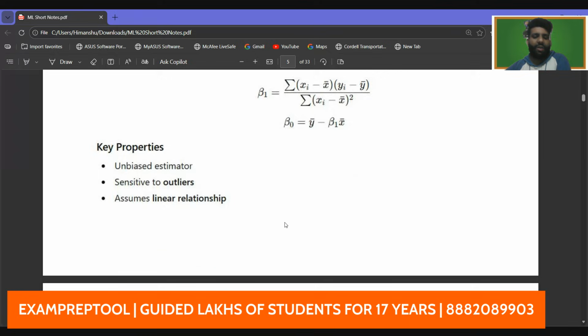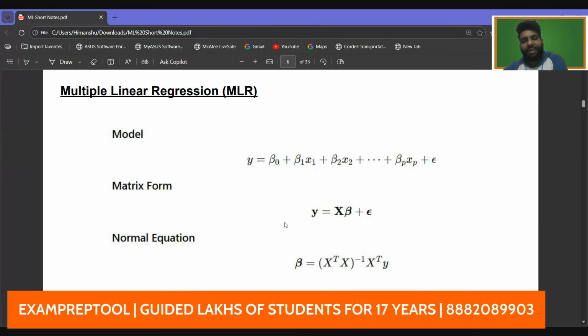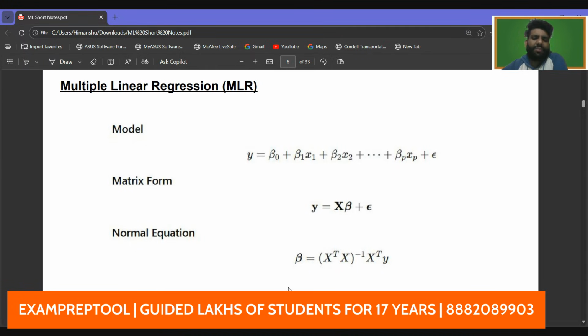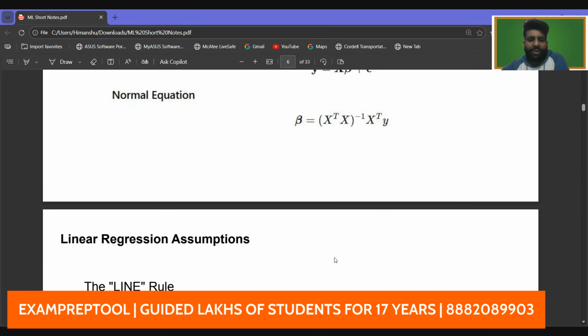Okay. The next thing is multiple linear regression, in which we have a number of features. What would the matrix form look like? Y equals X beta, and if you write W1, W2, something like that, it would be XW plus epsilon. The normal equation, that means the solution, is that the overall beta vector would be (X transpose X) inverse into X transpose y. That is the normal equation solution, the closed form solution. Okay. So yeah, that was the idea.